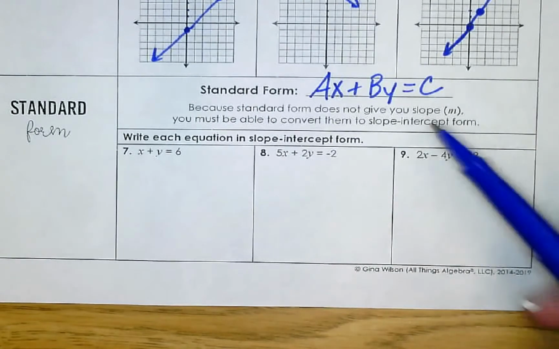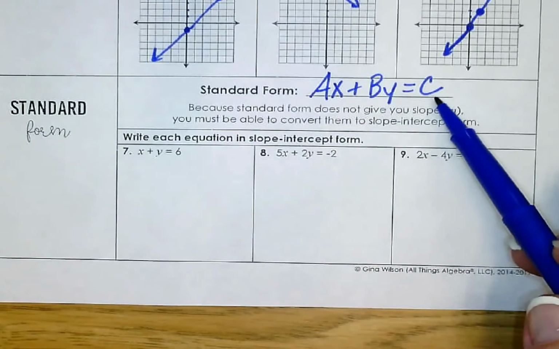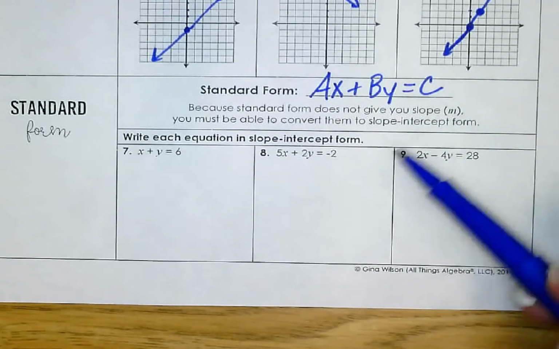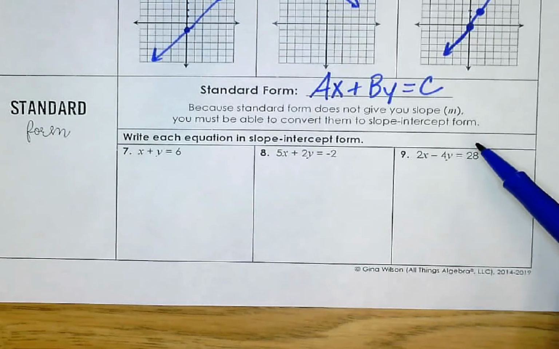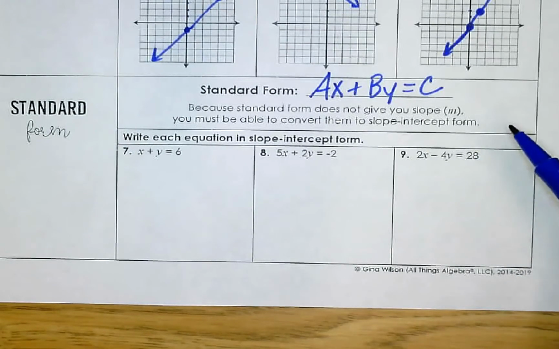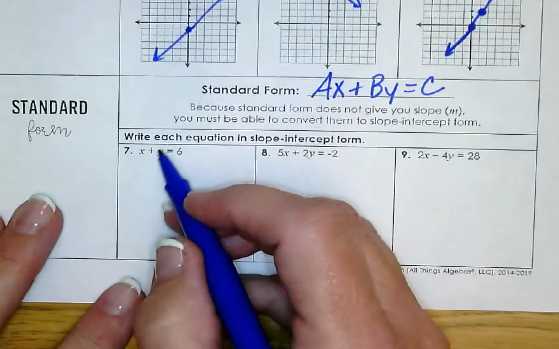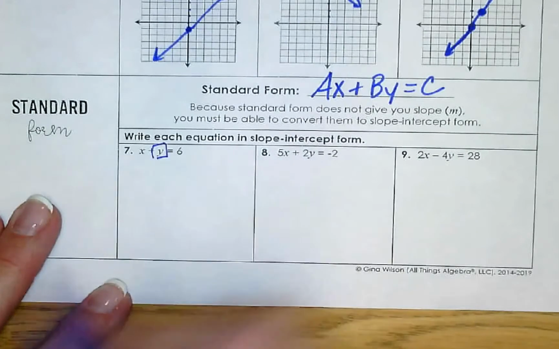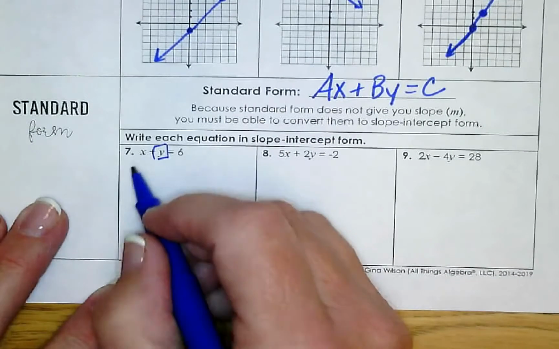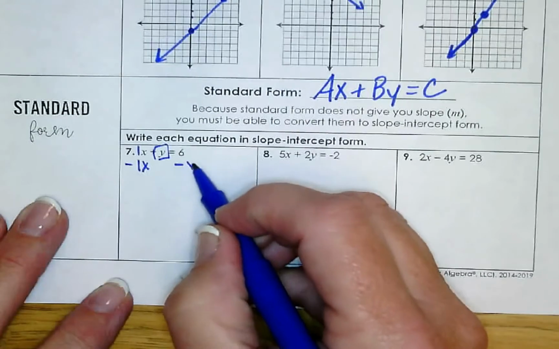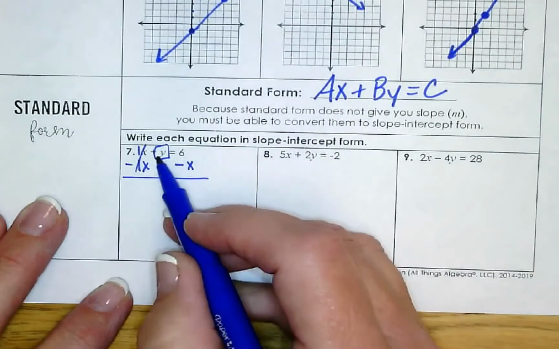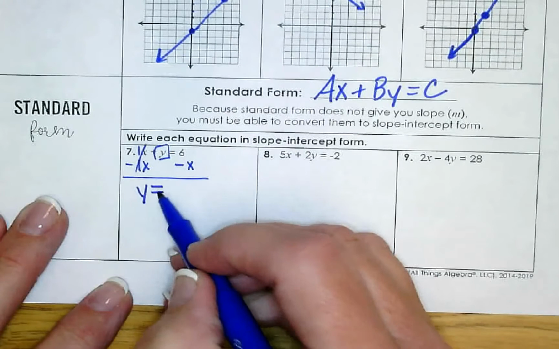So the easiest way to graph or identify anything with something in standard form is to convert it, or change it, to slope-intercept form. Slope-intercept, remember, is y equals mx plus b. So if I'm going to change this, I have to get the y by itself. So I'm going to leave it there. I'm going to subtract x, or 1x. Same thing over here. So I end up with y equals.